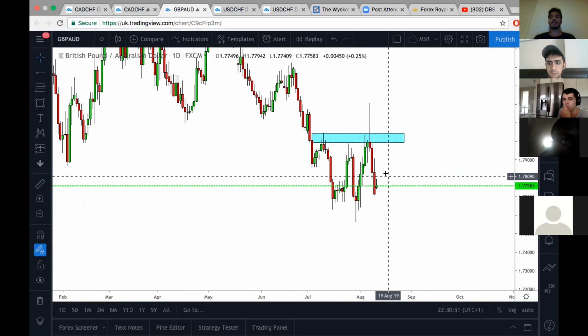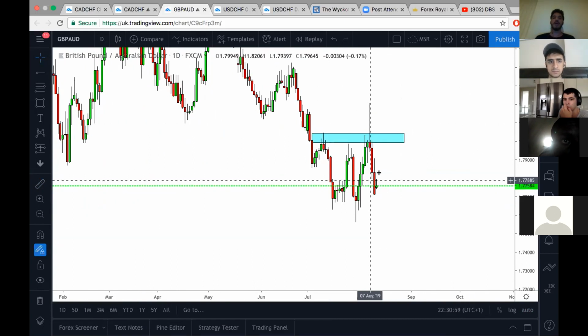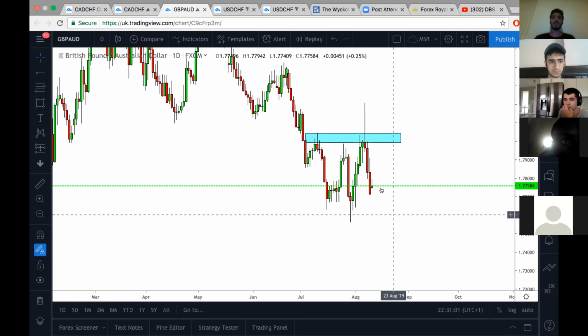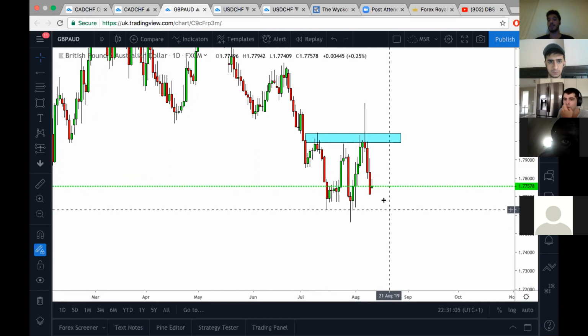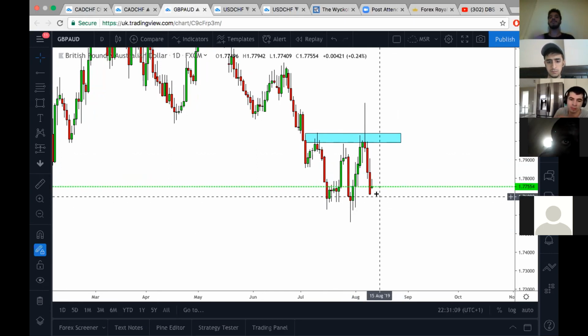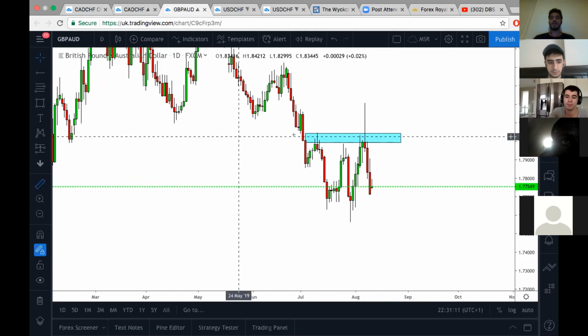And basically, Sam is the one who taught me this. The longer the consolidation, the bigger the breakout. So this is consolidation on the daily time frame. How big do you think the breakout is going to be? All this time, price has been gathering energy, gathering energy, gathering energy. Now it's going to be pushed down with quite a lot of force because it's gathered up quite a lot of energy, right?